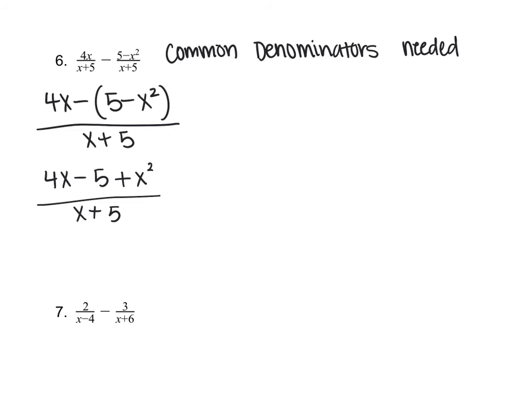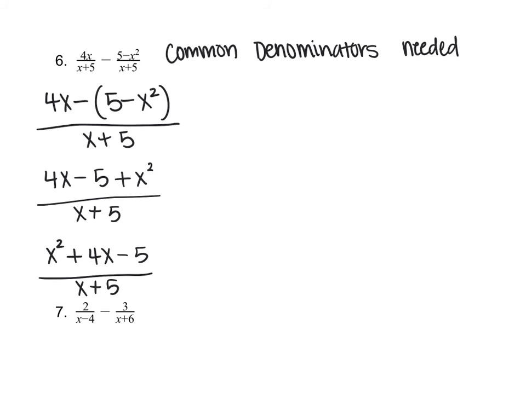Now, since I have a quadratic, I'm going to reorder it so it looks like a regular quadratic: x squared plus 4x minus 5 all over x plus 5. If I have a quadratic expression left in the numerator, I want to double check to see that it doesn't factor and therefore simplify my fraction anymore. So it could mean factoring a GCF sometimes, but in this case it does mean factoring a quadratic.